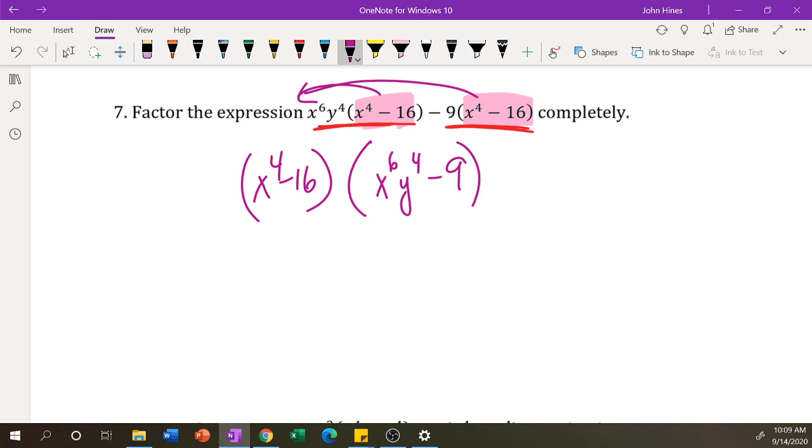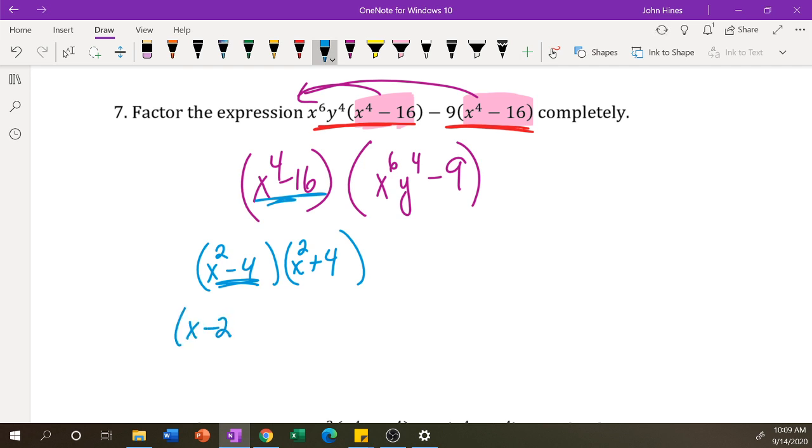I can do this, because this is the difference of perfect squares. I can factor that as, well, what makes x to the 4th and what makes 16? Well, it's x squared and x squared, minus 4 plus 4, are you kidding me, Heinz? Come on, coach. We've got another difference of perfect squares there. We've got x minus 2, x plus 2.